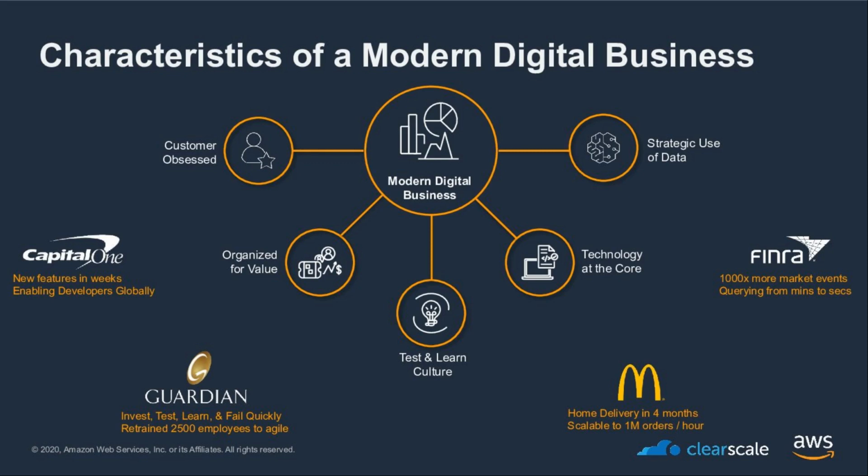The last thing I want to mention is, these are all attributes of born in cloud businesses, but that doesn't mean that established businesses can't take advantage of these. A good example is McDonald's, who has certainly been around for a long time, and they implemented their home delivery in 4 months, scalable to 1 million orders per hour. So it doesn't matter how established you are, doesn't matter how much legacy technology you have or anything else. If you're willing to apply these principles, you can do amazing things.